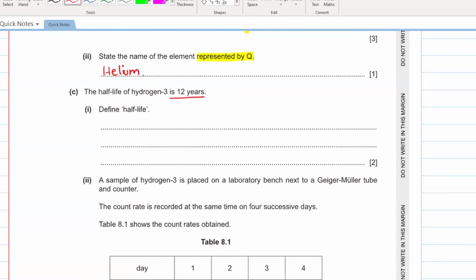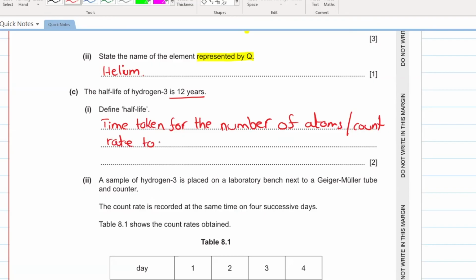Time taken for the number of atoms या count rate to half. What is the definition of half-life? Time taken for the number of atoms slash count rate to half is your half-life. Okay, for the number, बेटा just focus on what I'm trying to write here. Annotated past papers वैसे भी uploaded हो जाएंगे ड्राइव पे.